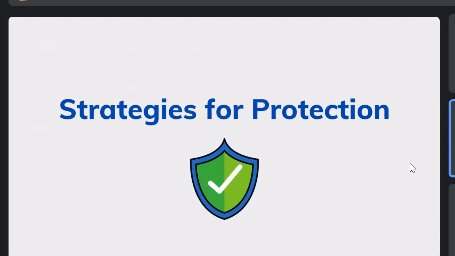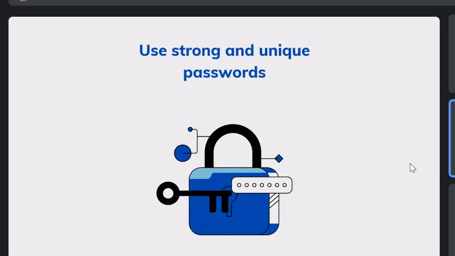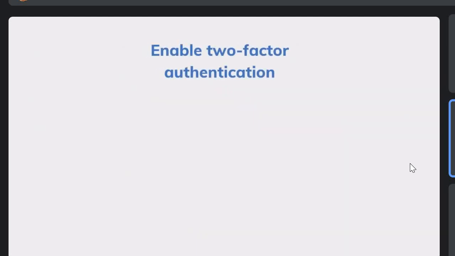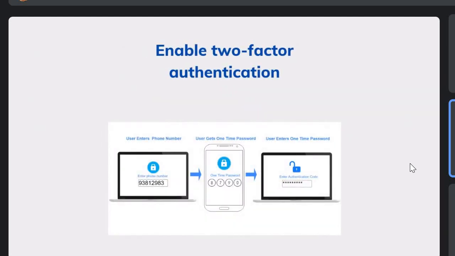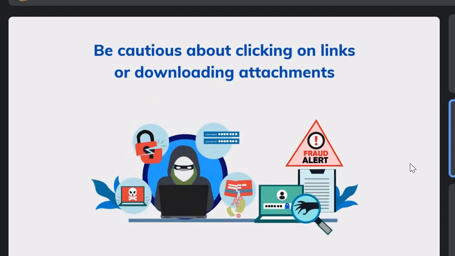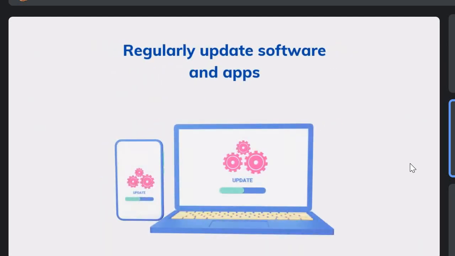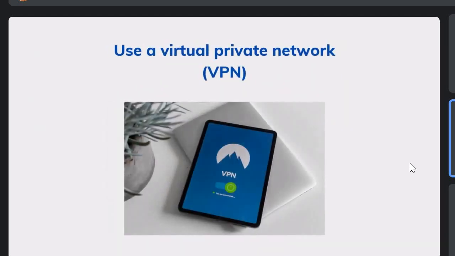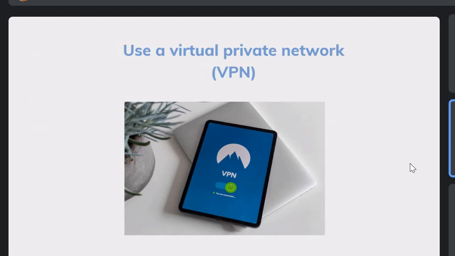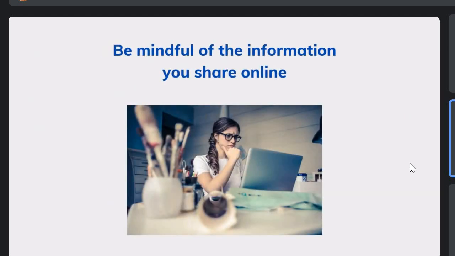So, speaking about strategies for protection from cybersecurity risk in social media, I'm quite sure all of you already know about it and have just seen a video about it too, but let me repeat it nonetheless. We must all use strong and unique passwords. We must enable two-factor authentication for better security. We must be cautious about clicking on links or downloading attachments from the internet. We must regularly update the software and applications we use. We must use a VPN when surfing the internet. And last but not least, we must be mindful of the information that we share online.